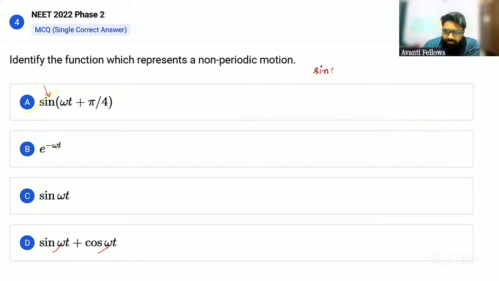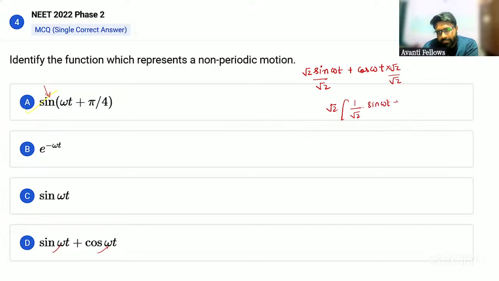Sin omega t plus cos omega t. Okay, if we divide and multiply by root 2 over here, root 2 by root 2, and I take root 2 as common and 1 by root 2 as remain as it is here. So I can say 1 by root 2 into sin omega t plus 1 by root 2 cos omega t.